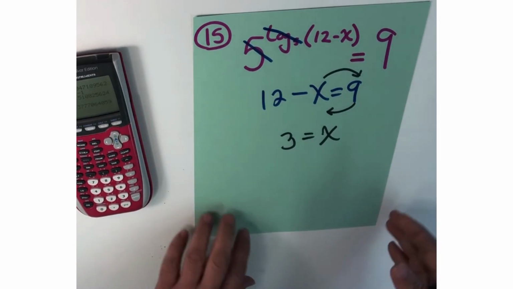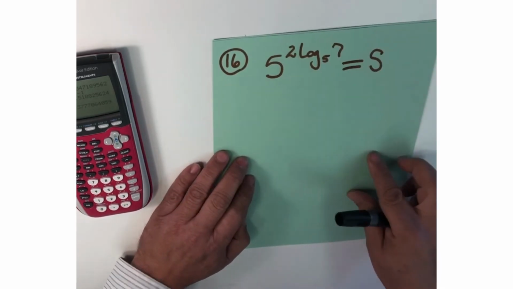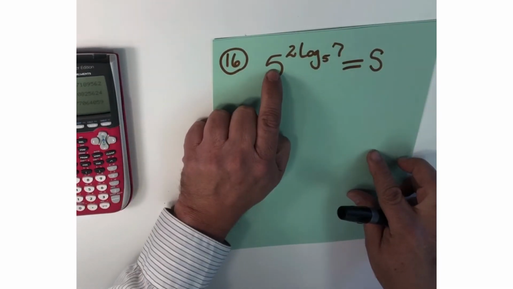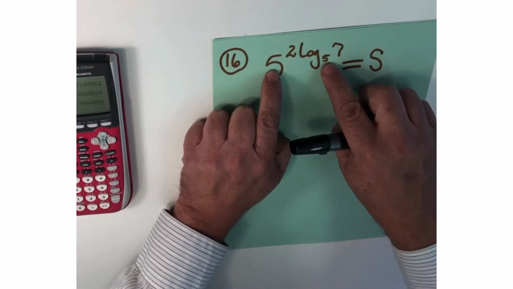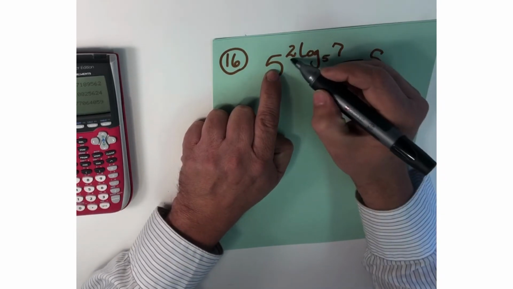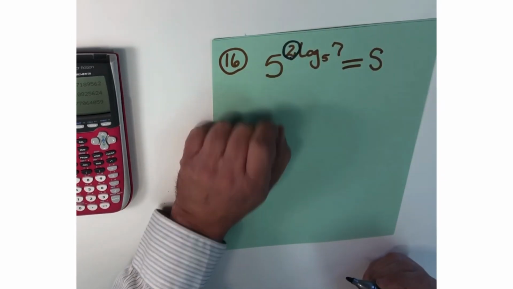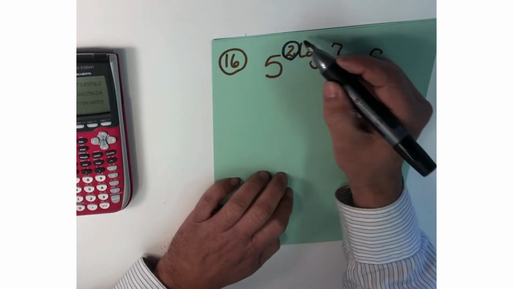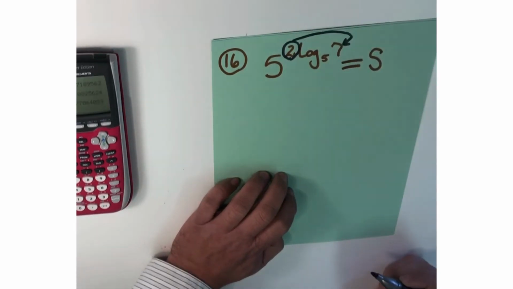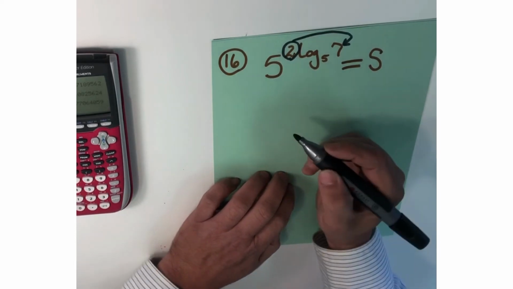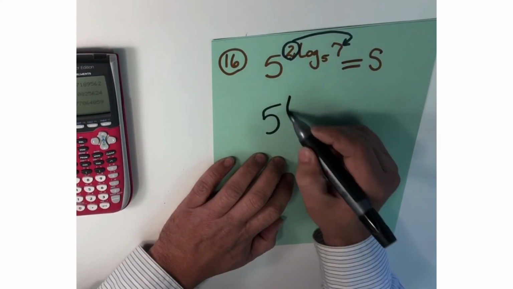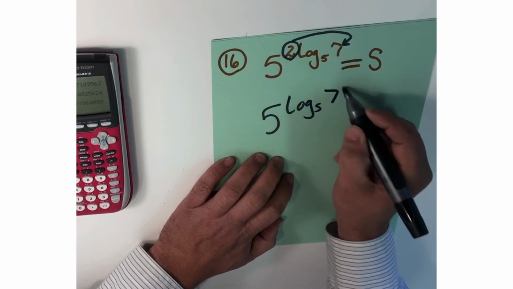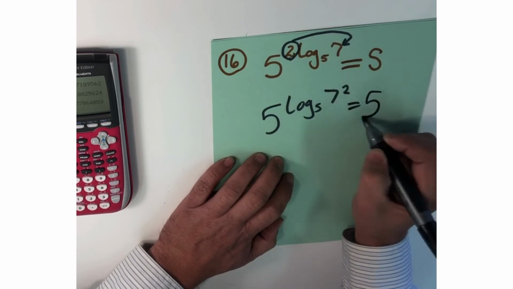And that's that. Okay? Number 16, however, you might say, hey, I'm going to do the same thing, and I'm going to cancel the base of the exponential and the base of the log. However, you can't because there's this 2 in my way. But I now remember the power rule that said that whenever there's a number in the front, it really is a power. It needs to go here. So let me rewrite this. 5 to the log base 5 of 7 squared is equal to S.